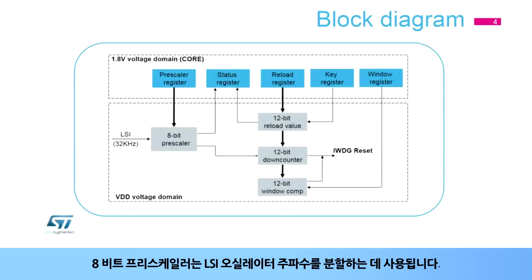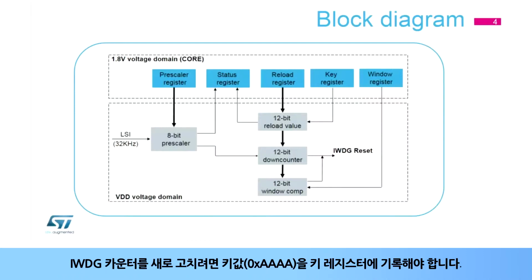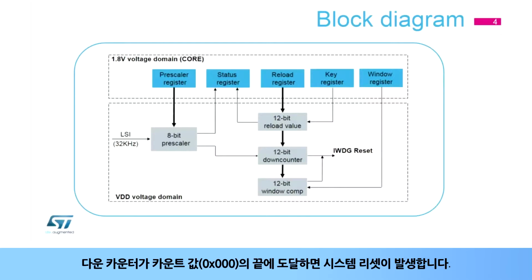The 8-bit prescaler is used to divide the LSI oscillator frequency. When the IWDG is started, the 12-bit counter starts counting down from the reset value of 0xFFF. To refresh the IWDG counter, the key value 0xAAAA must be written in the key register to reload the counter value. If the down counter reaches the end of the count value 0x000, a system reset is generated.